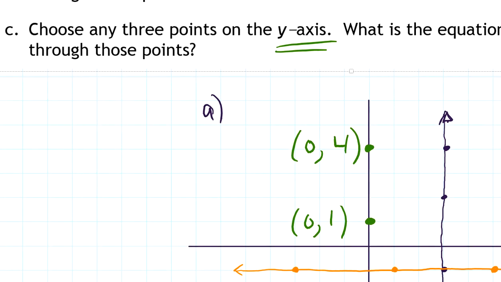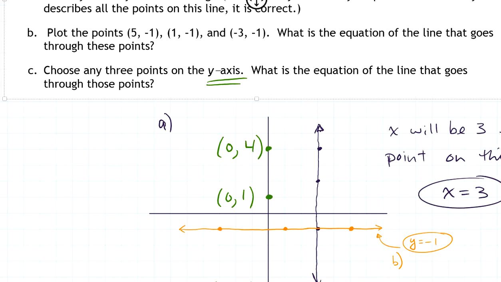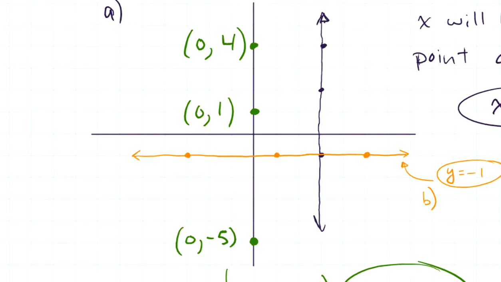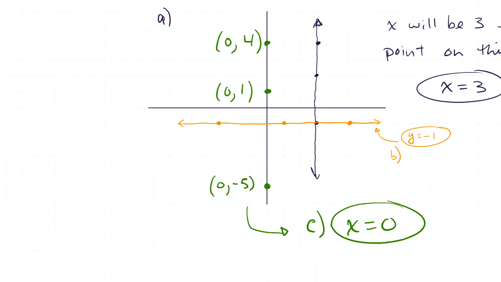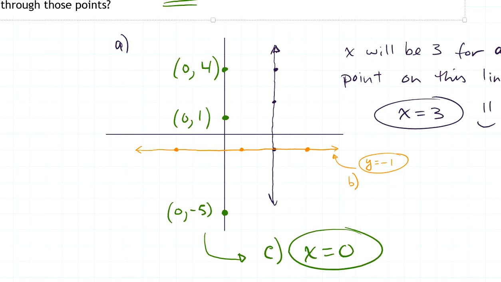And was that it for this question? No, part C. It says choose any 3 points on the y-axis. What is the equation of the line that goes through these points? So you can see I picked these 3 that were green, and since it's the y-axis, I've got (0, 4), (0, 1), and (0, 5), and in every single one of those cases, you can see x is 0, so the equation of that line is x equals 0. Again, it's a vertical line, and the x values are always 0.